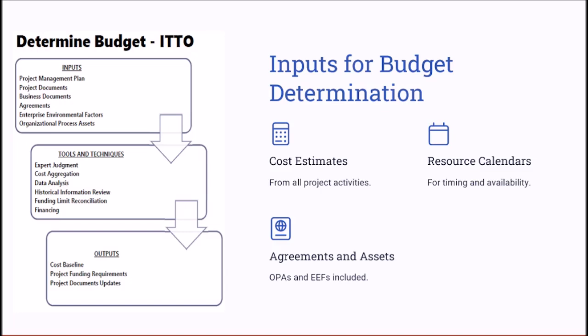Now let's look into the key ITTOs that are involved in determining the budget. Budget determination relies on different inputs such as the cost estimates, resource calendars, agreements, OPAs, EEFs. And these inputs collectively ensure a comprehensive understanding of the project financial needs, resource availability and external constraints. The tools that can be used here are expert judgment, cost aggregation, data analysis and historical information review, funding limit reconciliation, and financing. The outputs, as we have highlighted, are the cost baseline and the project funding requirements. So let's cover each of these in more depth.